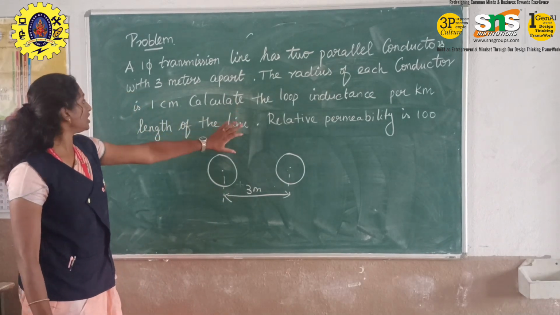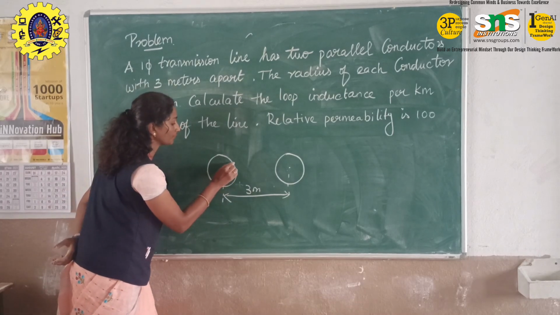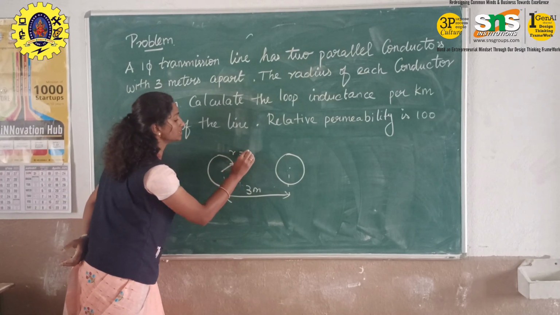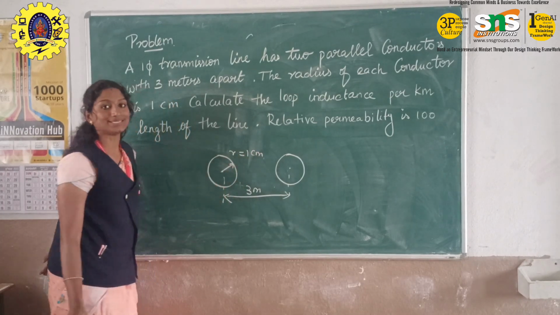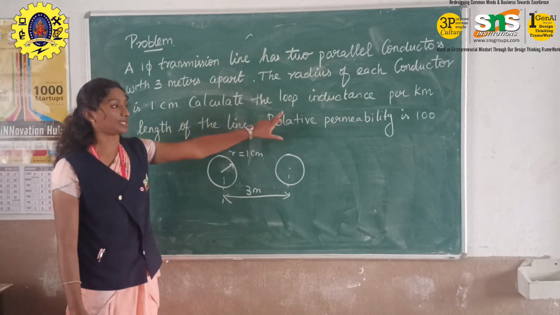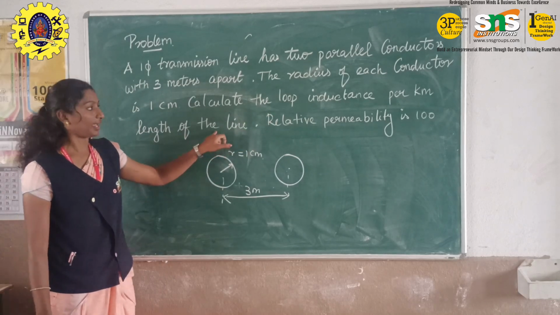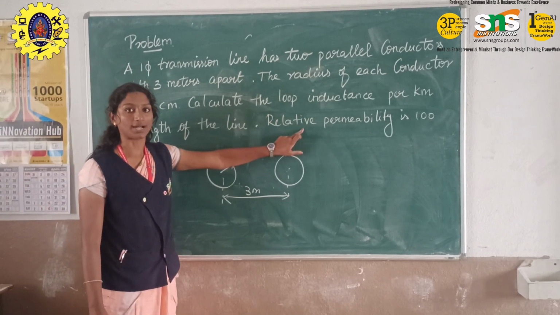The radius of each conductor is 1 centimeter. Now we are going to calculate the loop inductance per kilometer length of the line where the relative permeability is 100.